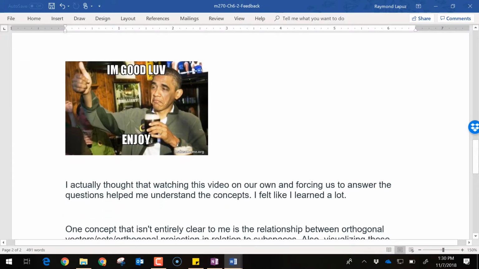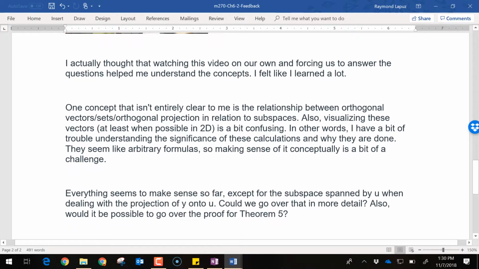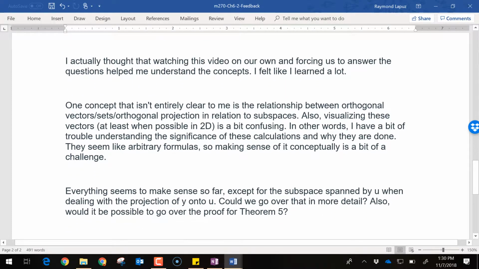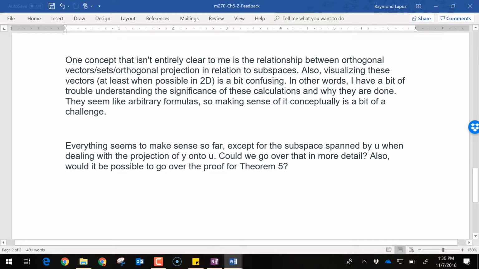No, somebody posted this. We're all good. Actually thought of watching the video on my own for okay, a lot. Concept isn't entirely clear. I mean, relationship between orthogonal vector set or orthogonal projection related subspaces. Also, visualizing these, at least when possible in 2D, is a bit confusing. Significance of these calculations, why they're done, or prepared formulas, so it makes sense.